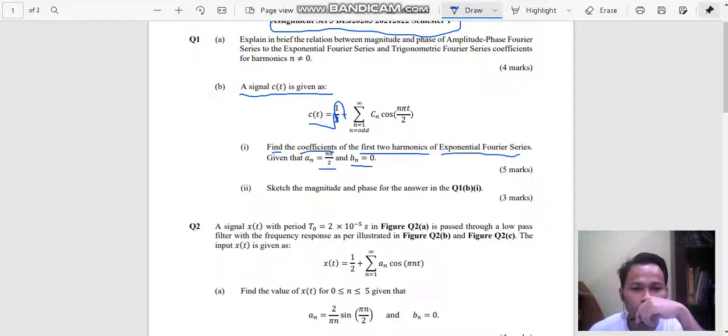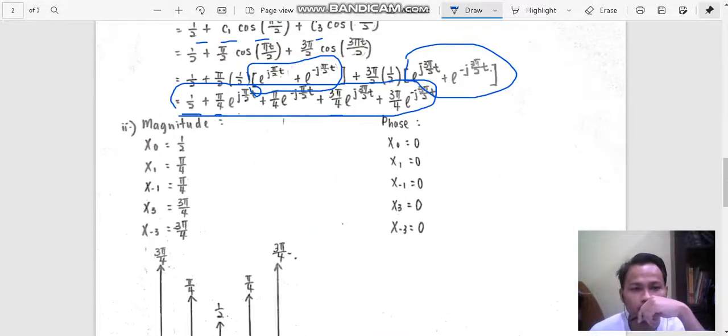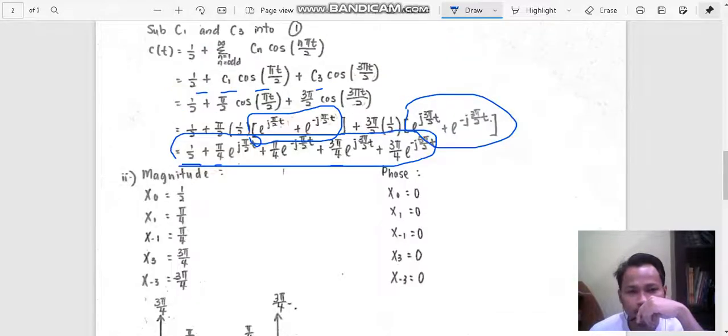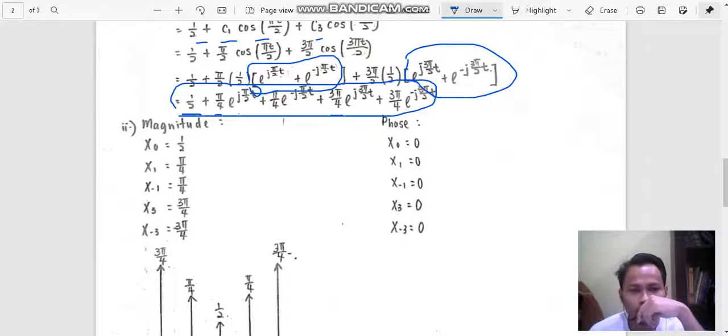So we move on to question number 2, where we have to sketch the magnitude and phase for the answer in question B1 that we just got. As we already know the magnitude of the signal from the previous question, we just put it here: 1 over 2, pi over 4, 3 pi over 4, and 3 pi over 4. As there's no omega, the phase is 0, so all the phase is 0.